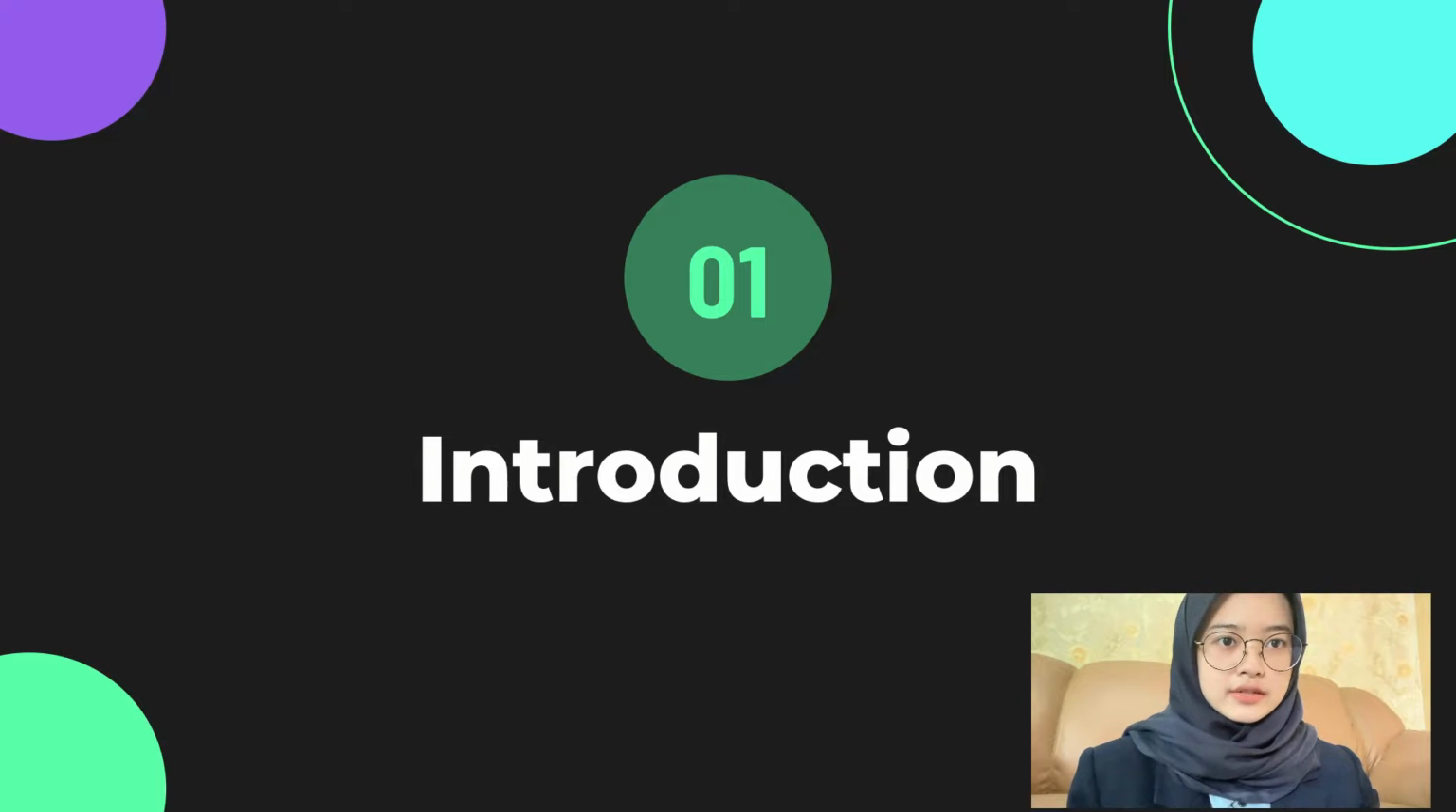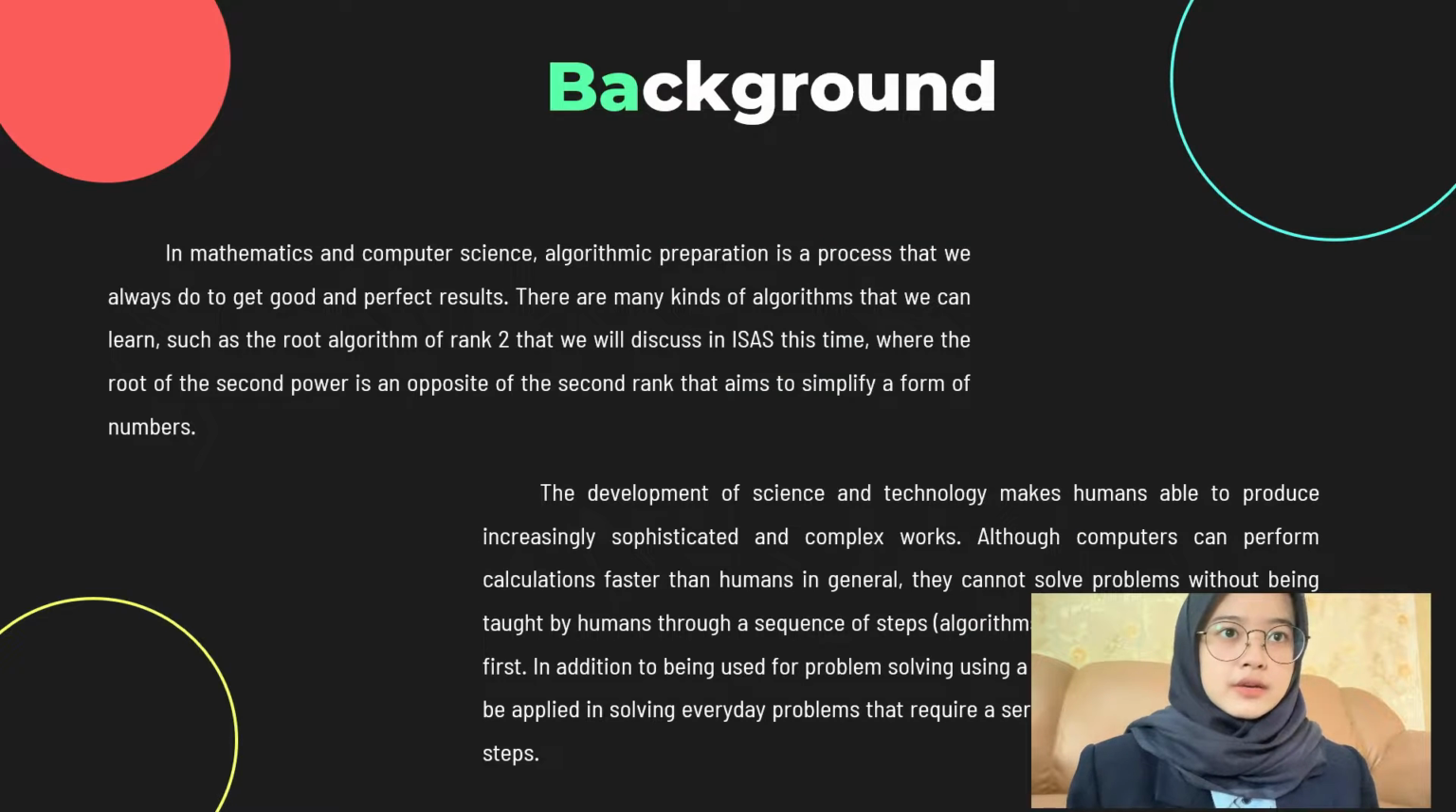First is introduction. Background. In mathematics and computer science, algorithmic preparation is a process that we always do to get good and perfect results. There are many kinds of algorithms that we can learn, such as the root algorithm of rank 2 that we will discuss this time, where the root of the second power is the opposite of the second rank, which aims to simplify a form of numbers.